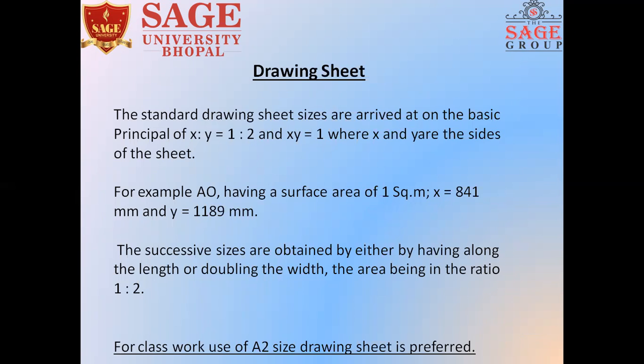Generally we take the big size A0 sheet, and its surface area is 1 square meter. Approximate x value is 841 and y is 1189 mm. The successive sizes are obtained either by halving along the length or doubling the width, the area being in the ratio 1 by 2. In engineering drawing practice, at student level, generally we use the A2 size drawing sheet only for teaching purposes. But in industry, mostly we use the A0 size sheet.